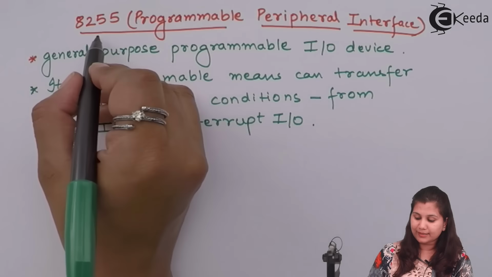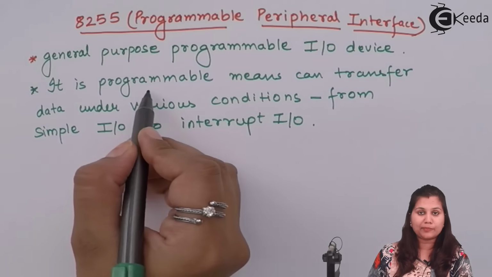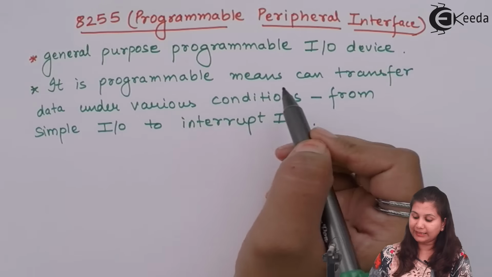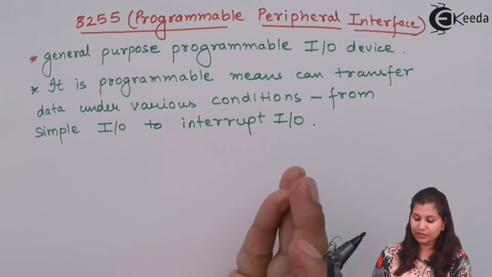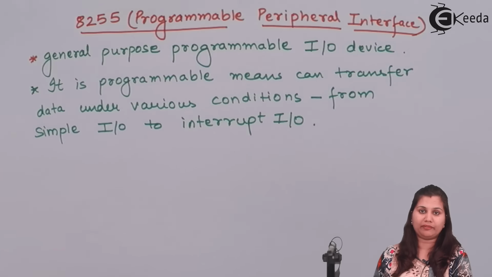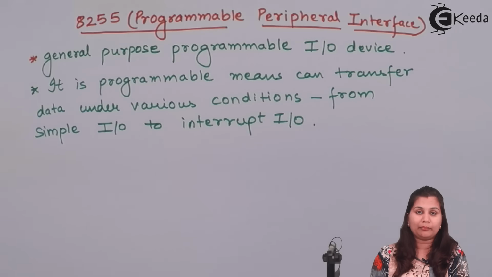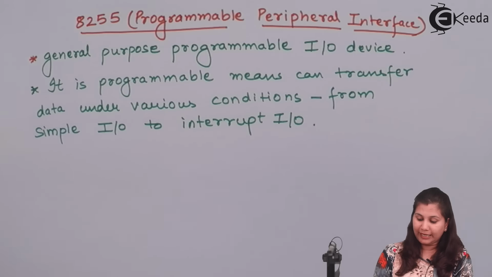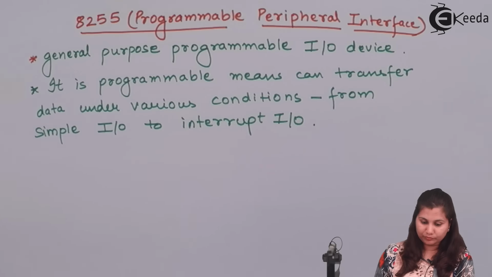We are saying that this is a programmable peripheral interface. So we are saying that it's a programmable device. So it means that it can transfer the data under various types of conditions, like from simple input-output device to the interrupt input-output device. It means it is acting as a communication path between the processors, microprocessors, so that they can have interaction with each other. Okay.